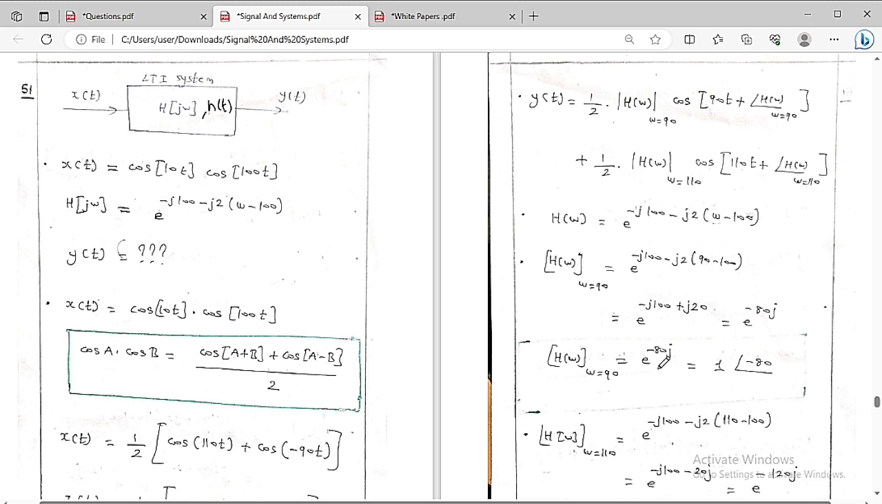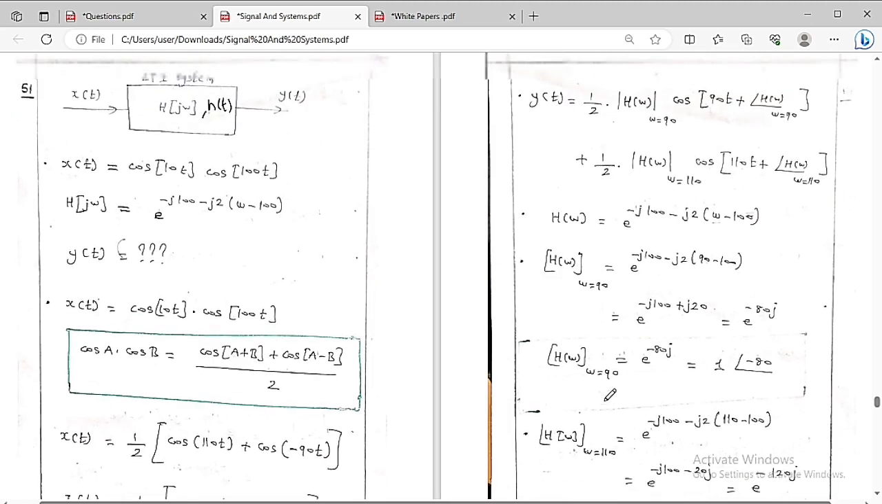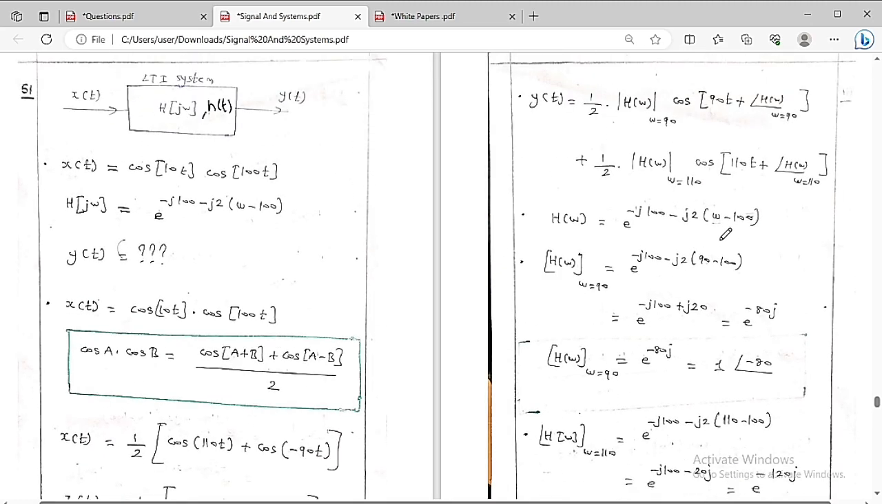So here we can see the magnitude is 1 and the phase angle is minus 80. Similarly, H of omega at omega equal to 110. I want to substitute this. In the case of omega, substitute omega equal to 110, and what are we going to get?